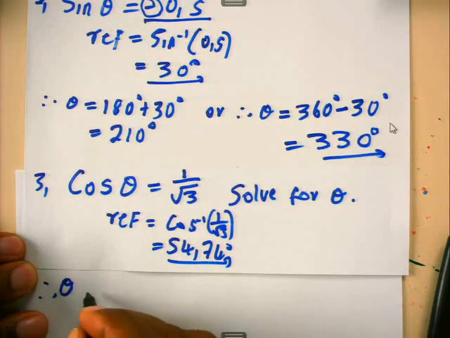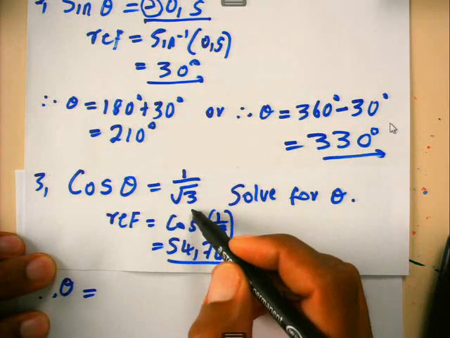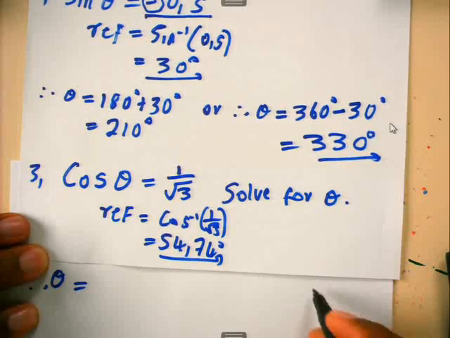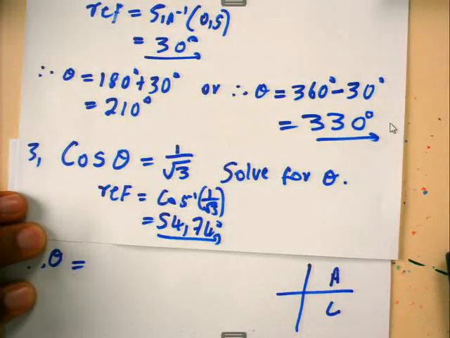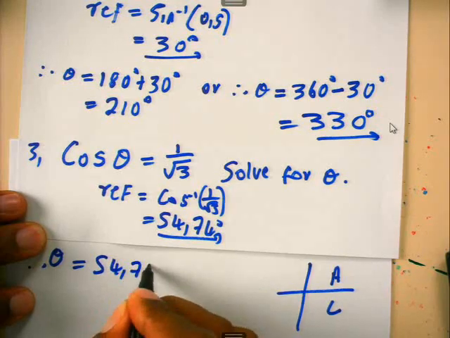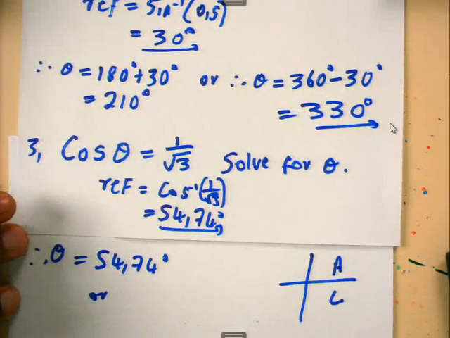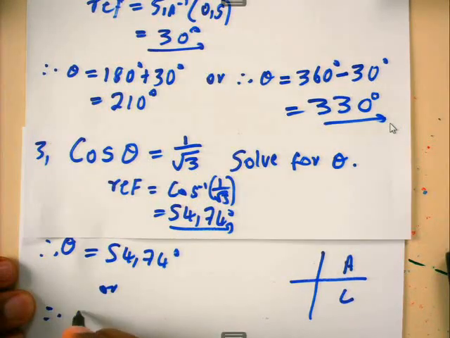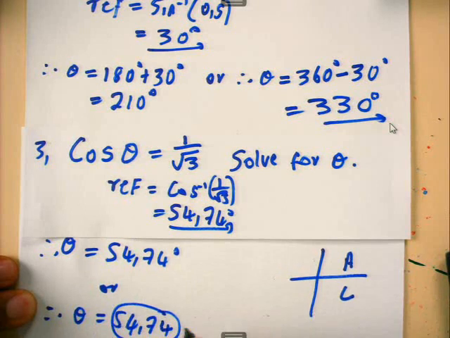Now we say, therefore, here theta is equal to what? We check now. The ratio here is positive. Therefore, cos is positive. Cos is positive in the fourth quadrant as well as the first quadrant. Therefore, here we are going to have 54,74 degrees. Of course, the other one there, theta is equal to what? We need to start first with 360 because now it is in the fourth quadrant.